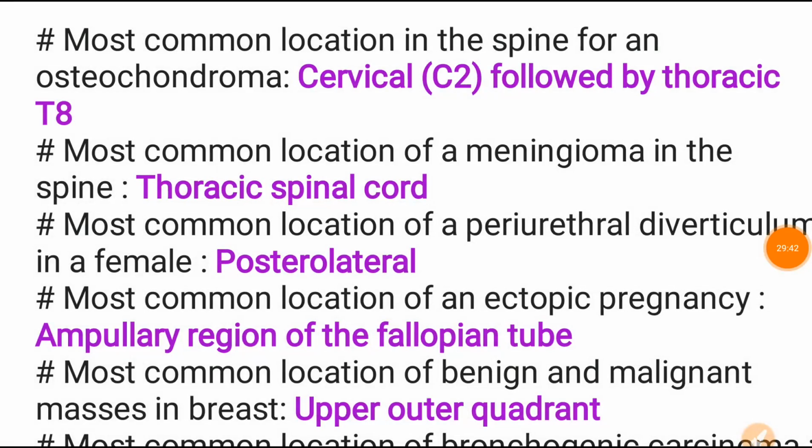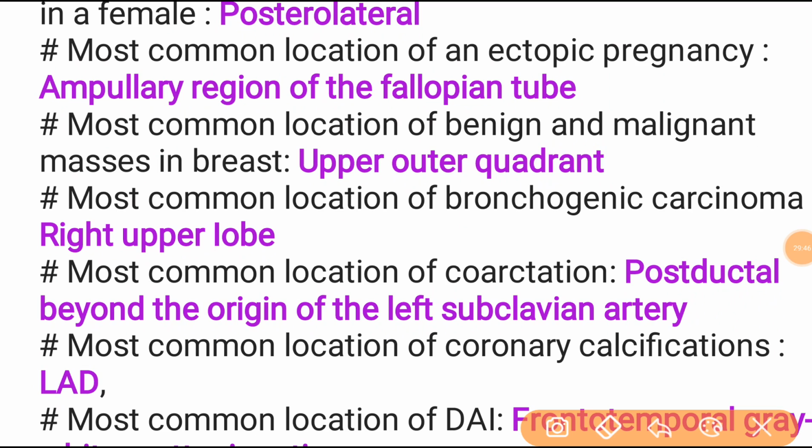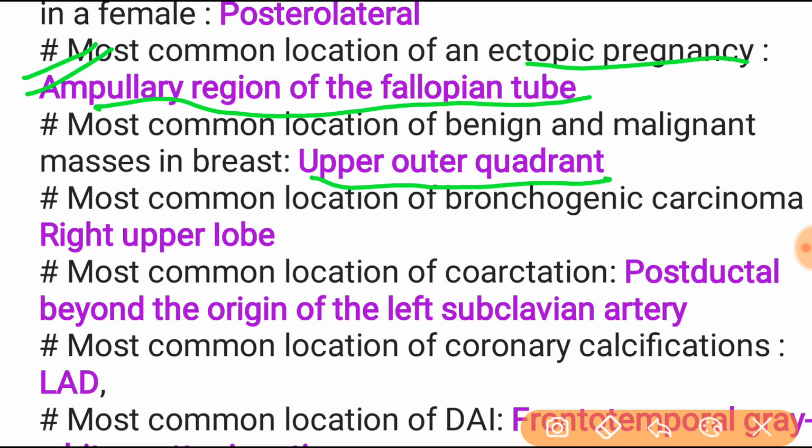Here the most common location of ectopic pregnancy is the ampullary region of the fallopian tube. Most important. The most common location of benign and malignant mass in the breast is the upper outer quadrant. Most important. Most common location for the bronchogenic carcinoma, right upper lobe.